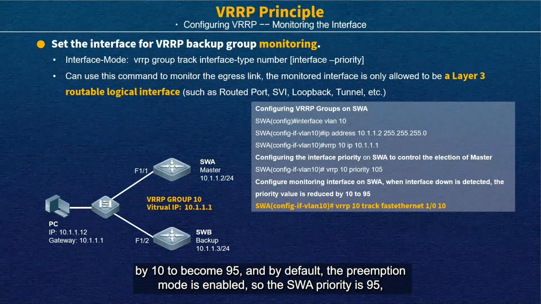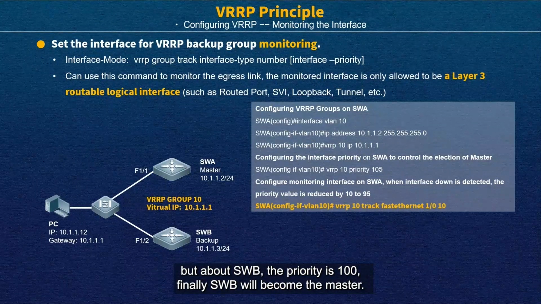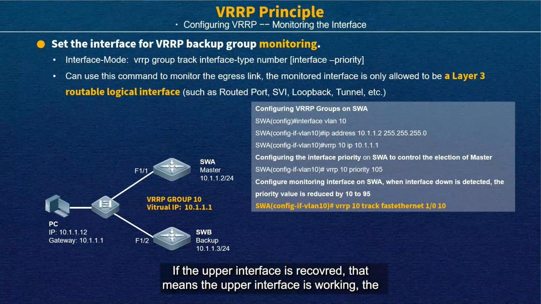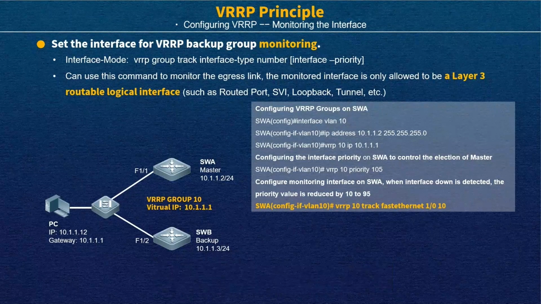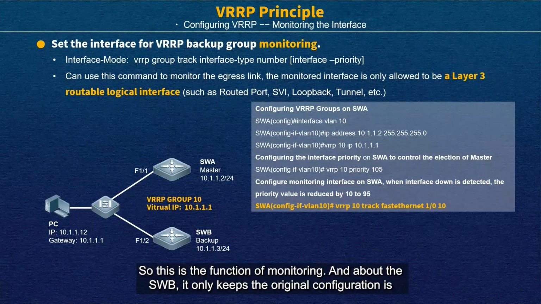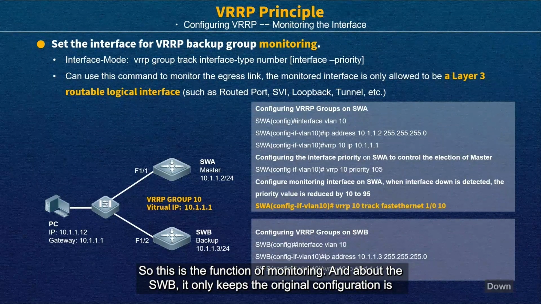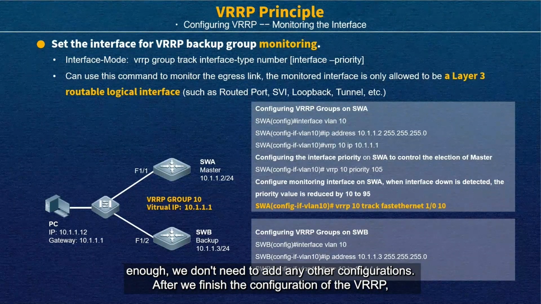And by default, the preemption mode is enabled. So the switch A priority is 95, but the switch B priority is 100. Finally, switch B will become the master. If the uplink interface is recovering, that means the uplink interface is working, the switch A priority will become 105 again, and switch A will come back to become master. So this is a function of monitoring. And about switch B, just keeping the original configuration is enough. We don't need to add any configuration.